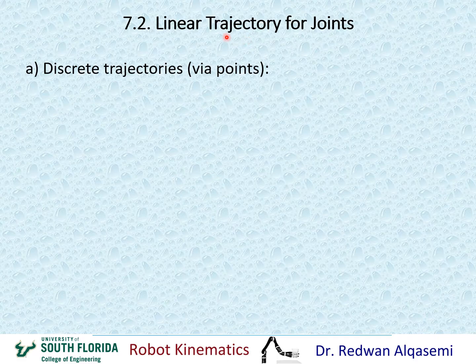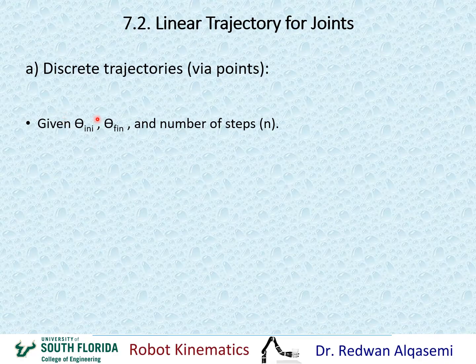And the linear trajectory for joints is going to be divided into two different segments. The first segment is discrete trajectories, which means that we have via points. So these are points along my trajectory that I need to pass through in order to reach my final destination. And usually in such a case, for any particular joint in my robot, I will be given theta initial and theta final and the number of steps. So these are part of the design for my trajectory.